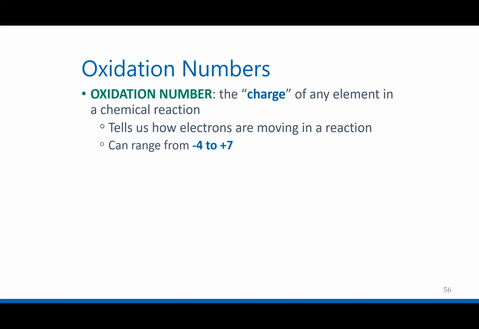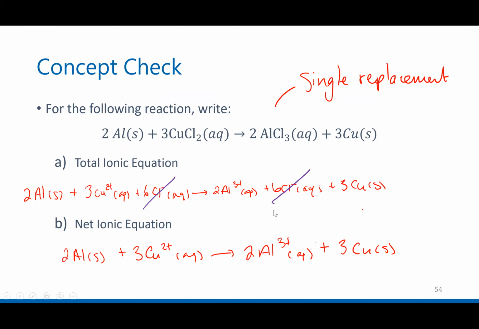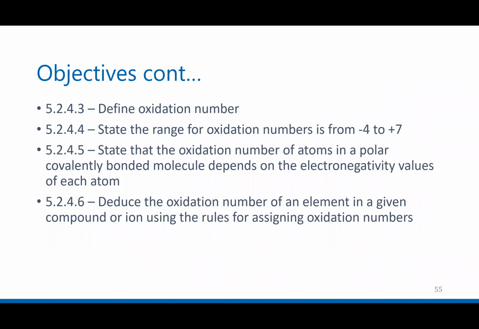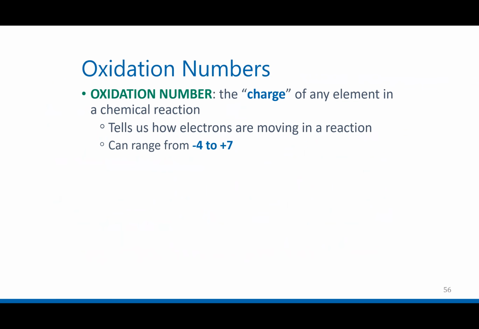All right, so oxidation numbers. Again, let me go back 2 slides here. This is an example of this type of reaction I'm about to talk about, called oxidation or redox reactions. To look at a redox reaction, you need to look at the charges of elements in a chemical reaction. The oxidation number is a very fancy way of saying charge.